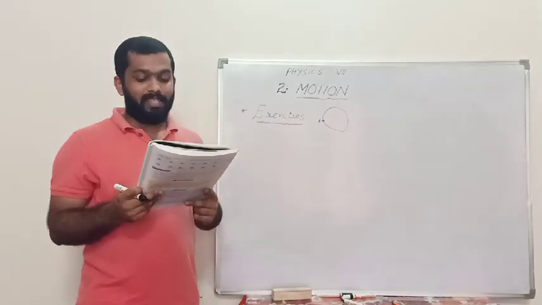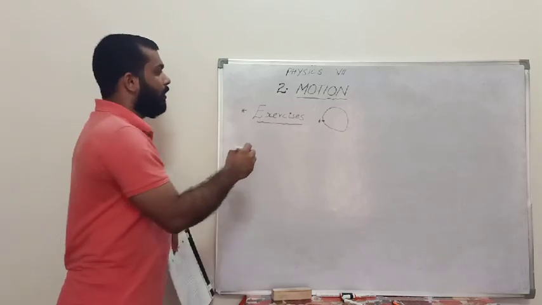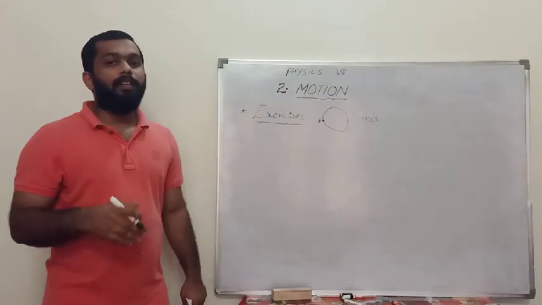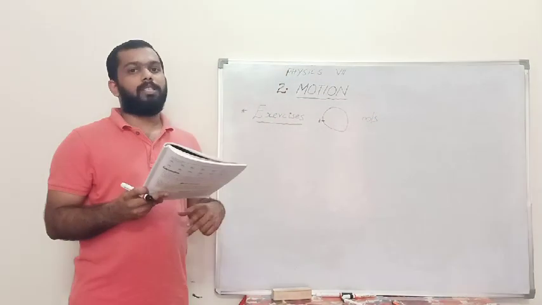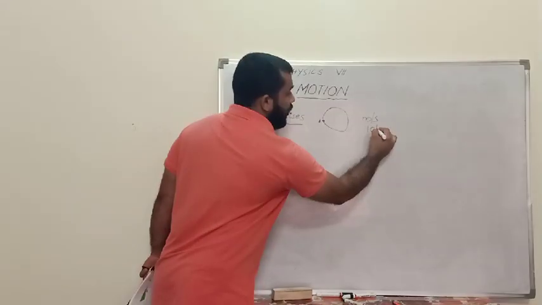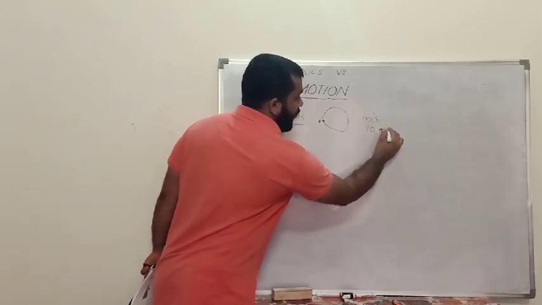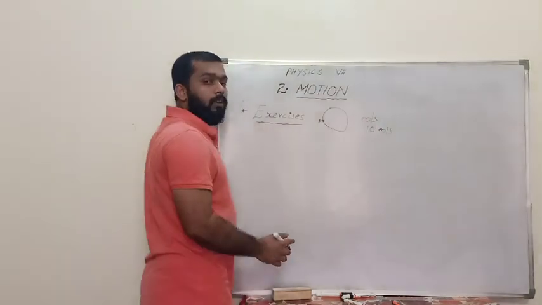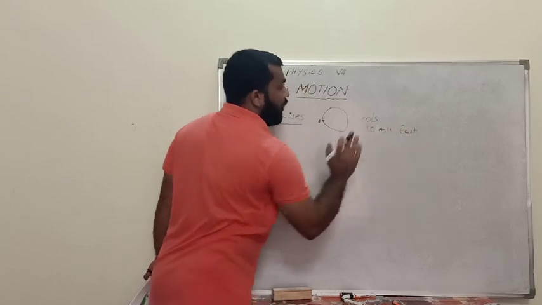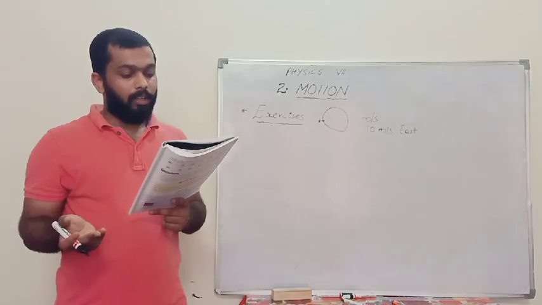Speed and velocity have the same units, yet they are different physical quantities. Why? Both have the same unit, meter per second. Why are they different? In speed we are just telling the magnitude only, for example 10 meter per second. But in velocity, along with that we tell the direction, towards east. So this is the difference between speed and velocity.